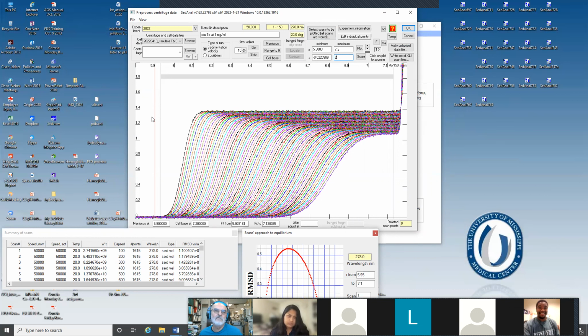And so what I've done is I've chosen meniscus. Remember, everything corresponded to the meniscus. I've chosen what the base is because that's sort of the bottom of the cell, and it won't go any further than that. But I'm really going to only collect or analyze data where it's cleared the meniscus, but it hasn't pelleted and I can still see something. So I'm going to write this data out.